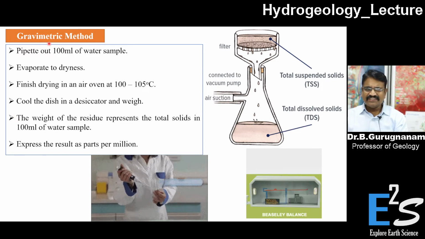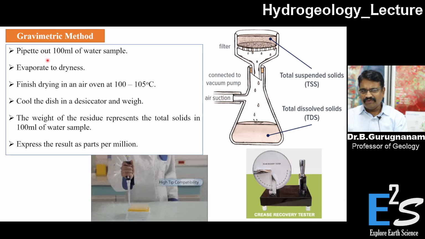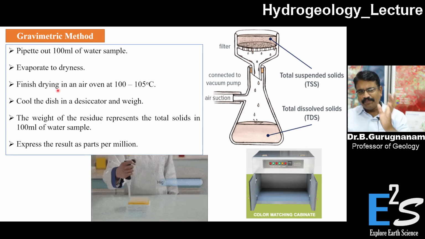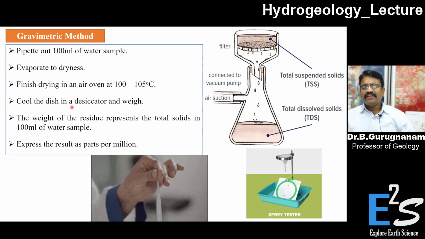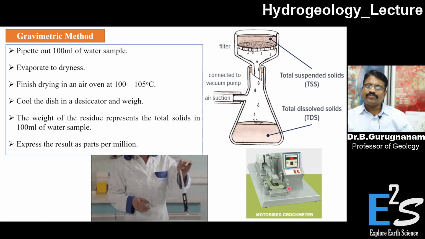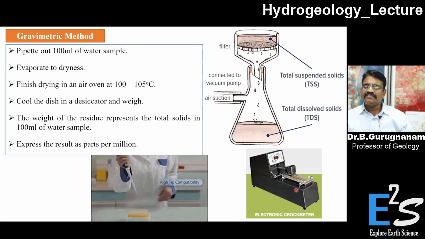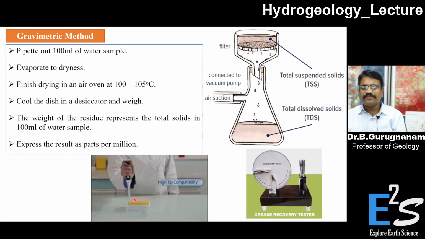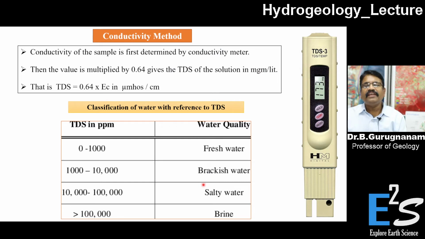The second method is the gravimetric method, and in this method, how are we doing it? You have to pipette out 100 ml of water sample, evaporate to dryness, and finish the drying in an air oven at 100 to 105 degrees centigrade, cool the dish in a desiccator and wait. Take the weight of it and then check. So this is how the procedure is here. You have to take the water sample, dry it, keep it in the oven and assess with the weighing machine. And the total dissolved salt is expressed in parts per million. And this is how we determine water TDS by the gravimetric method.